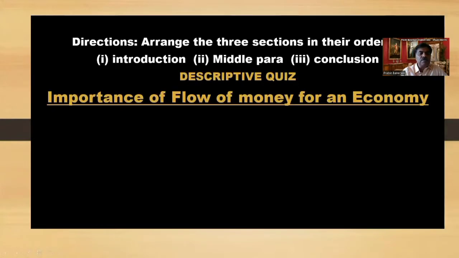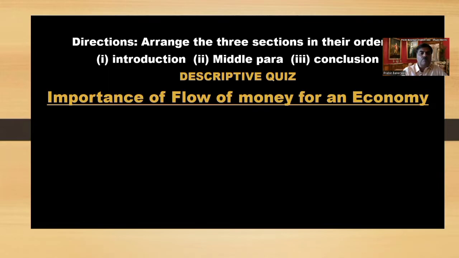The next topic is importance of flow of money for an economy. And you need to follow the same sequence. Intro will come first, then conclusion will come last, and the middle para will be in between. As far as the intro is concerned, you will have to use WH words, and the conclusion can be your suggestion.